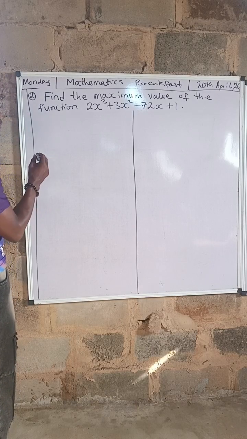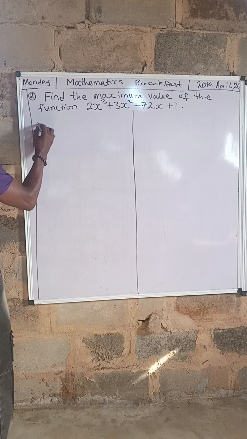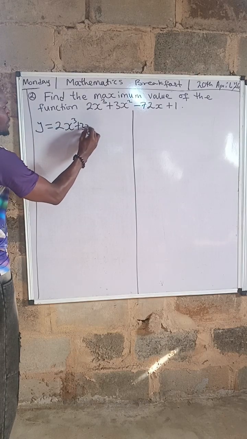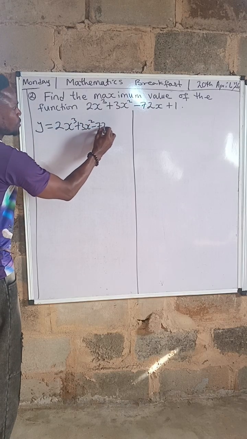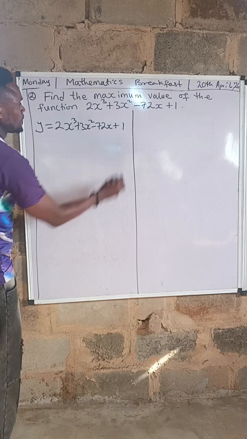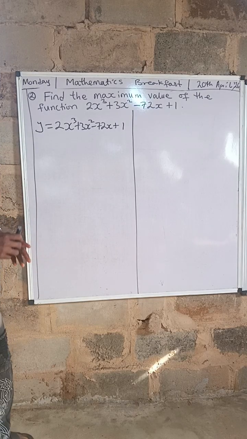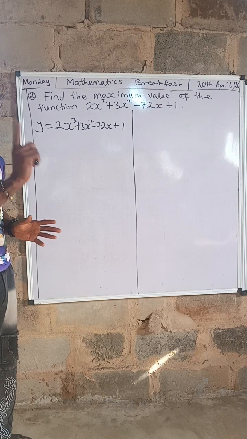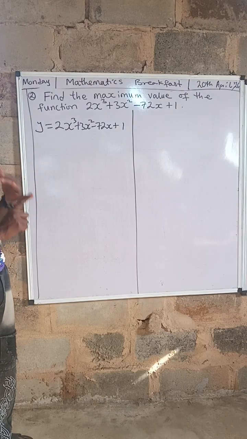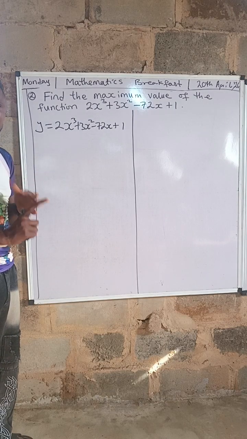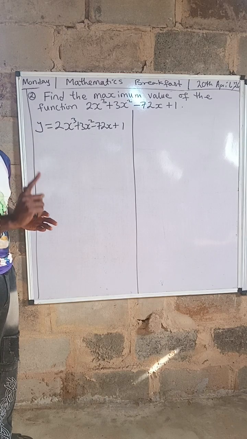Maximum value of the function. We have it as y equals 2x³ plus 3x² minus 72x plus 1. To get the maximum value, there are some steps you must follow. First, find the first and second derivative of this function. Secondly, find the stationary point.